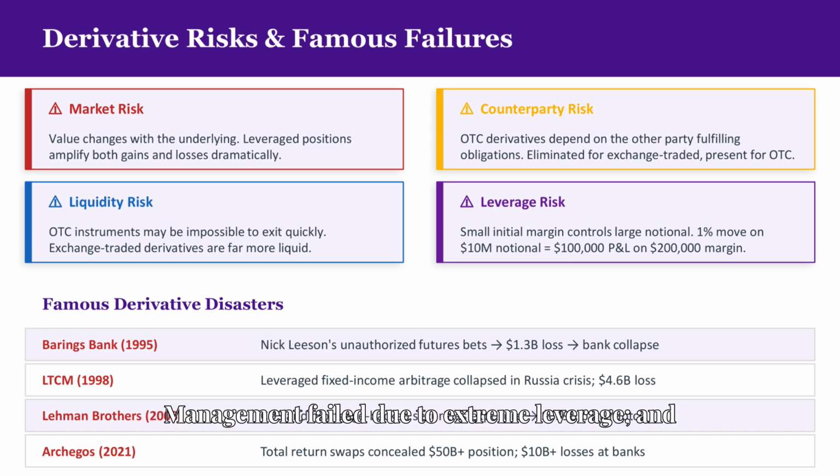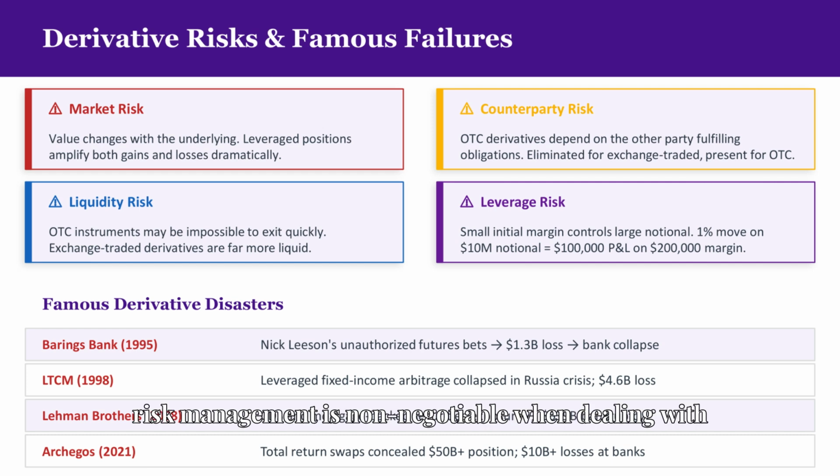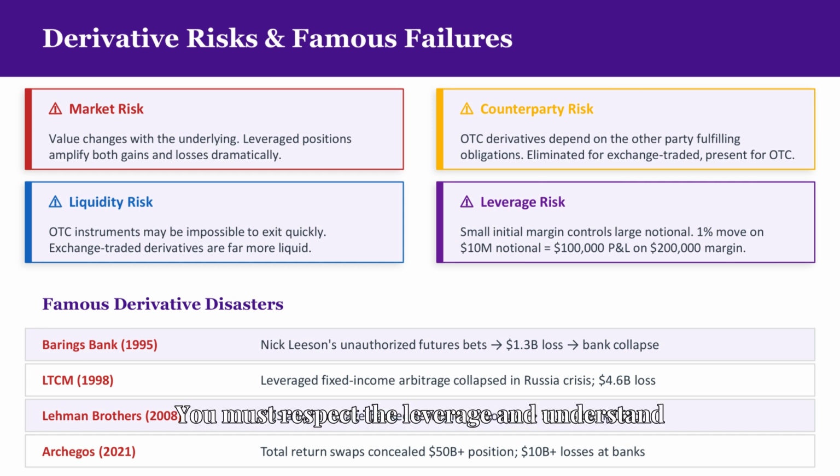Long-Term Capital Management failed due to extreme leverage, and the 2008 crisis was amplified by credit default swaps. These history lessons teach us that rigorous risk management is non-negotiable when dealing with these complex instruments. You must respect the leverage and understand the counterparty risks inherent in every trade.